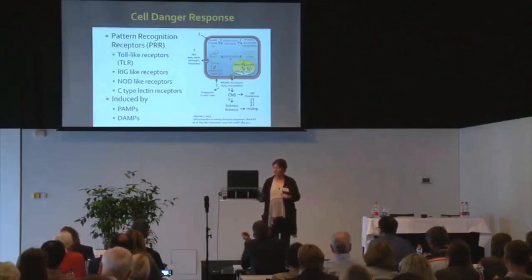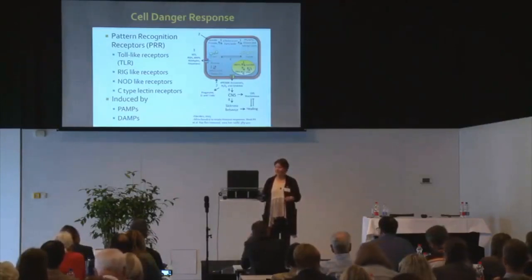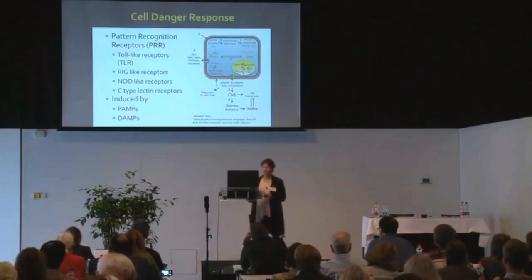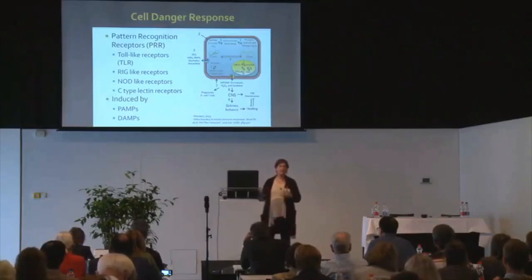C-type lectin receptors recognize carbohydrate structures on pathogens, and the Rig-like receptors are also cytosolic, and they're found in both immune and non-immune cells, and they're very important for our immune response to viruses. They cause the production of a lot of pro-inflammatory cytokines.